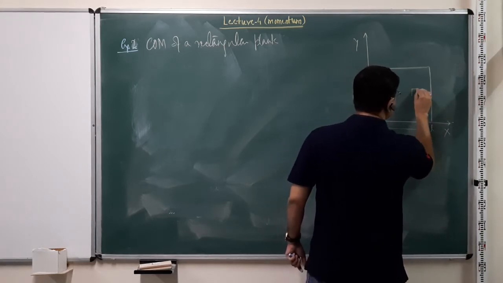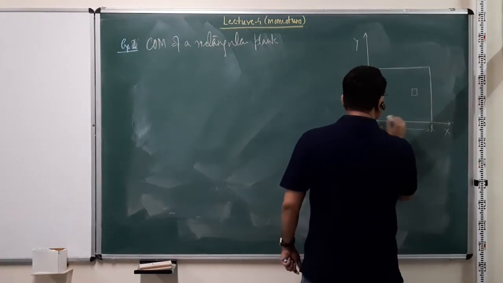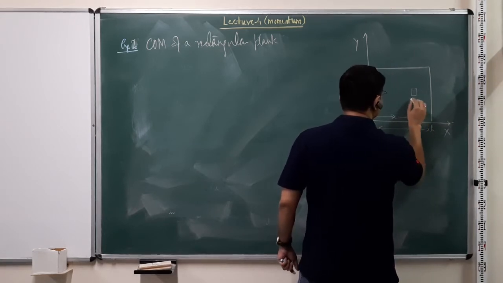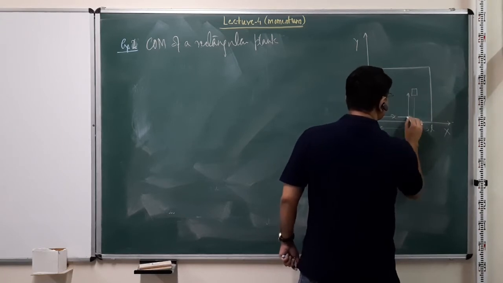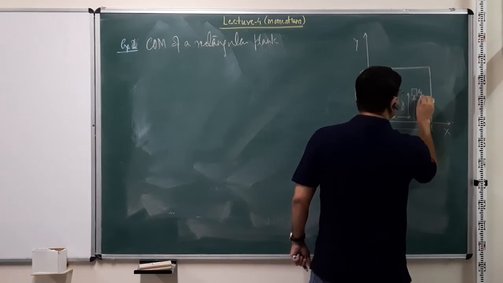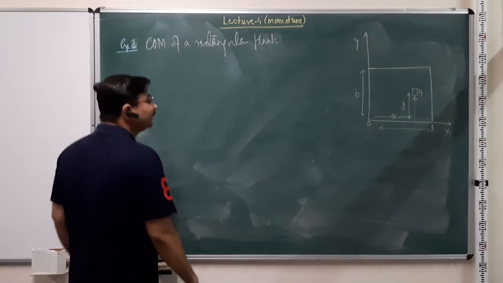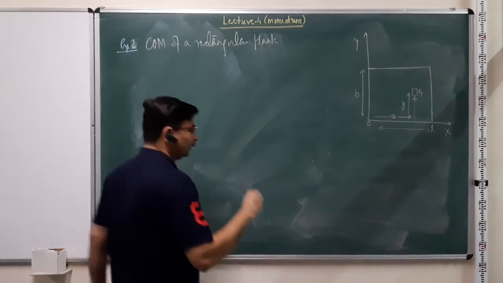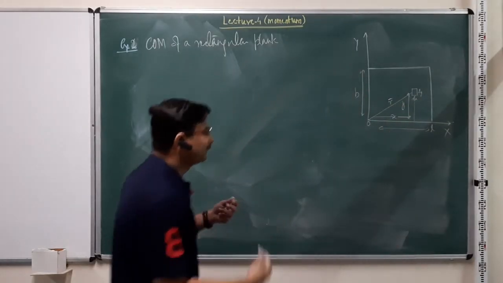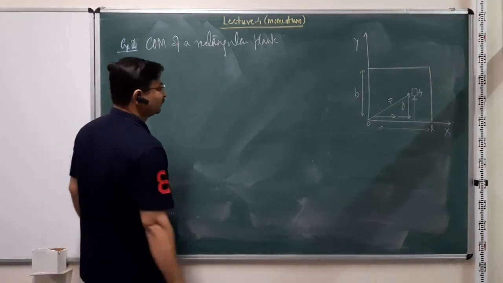So let us take again a very small, a tiny mass element dm, at a distance x and y from here with extensions dx and dy. So this is a small mass element of area dx dy, and let us say it is located at some position vector r, which is basically x i plus y j. So now we have to find out the center of mass using this construct.